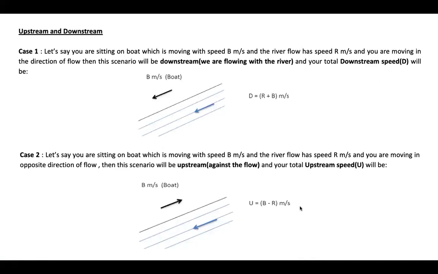Upstream and downstream. Can someone explain this concept, Sanjana? Yeah, I'll explain. Let's say a river is flowing like this. The river has some speed, let's say r meters per second. Before the boat, let's say the speed of the river is 1 meter per second, and you are just lying there on the water. In 10 seconds, where will you be?